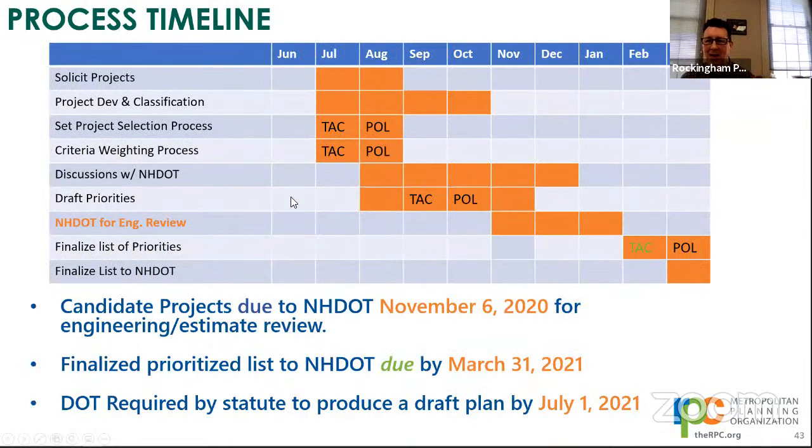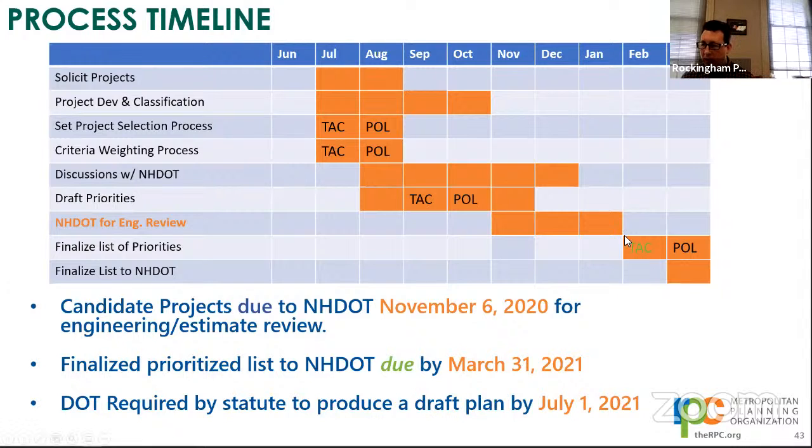We started this last summer with a solicitation of projects to the communities and our transit agencies and others. In the fall, we set the project selection process and the criteria weights for how we were going to score projects. Then in September and October, we set our draft priorities and developed a short list, a candidate project list for DOT. Those were submitted in early November, and DOT reviewed them over this winter. We had a conversation with DOT in late January, where they presented the results of their engineering and cost review.